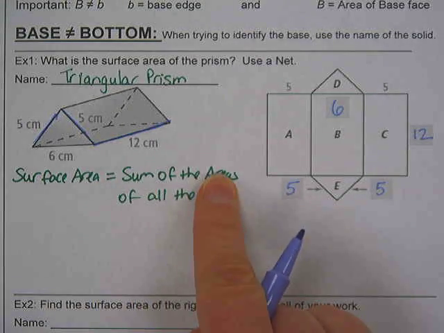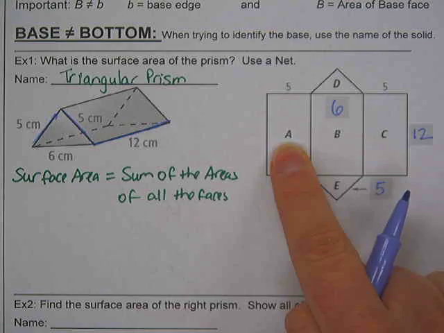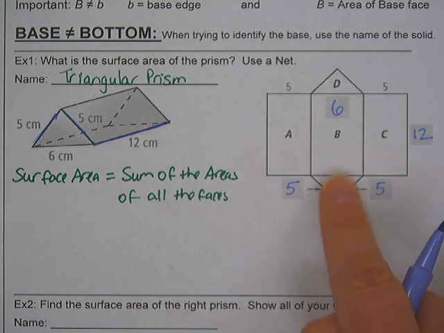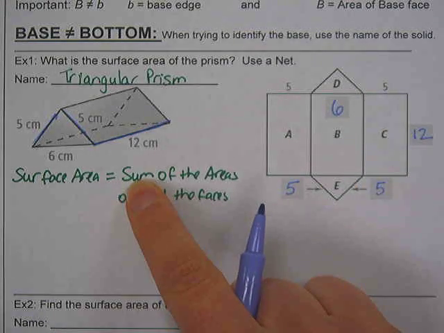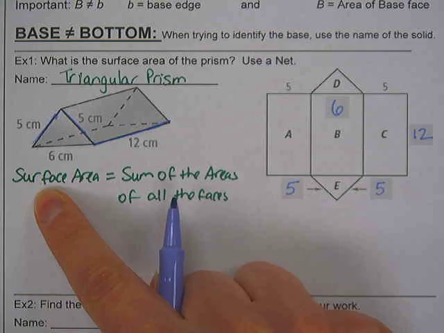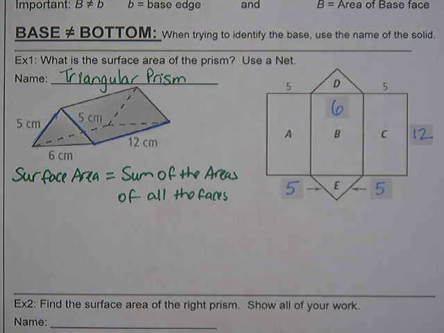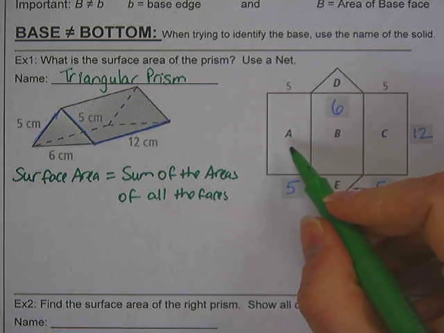Now, to find surface area, you need to remember it's the sum of the areas of all the faces. So if I can find the area of A, B, C, D, and E, I just add them up, and that's my total surface area. So let's start by finding the area of A, B, and C.